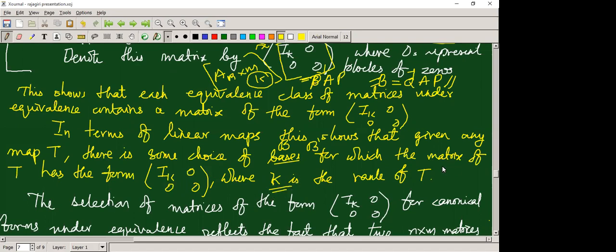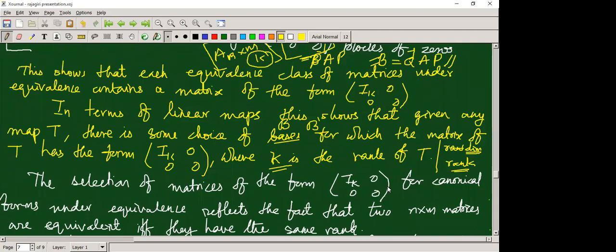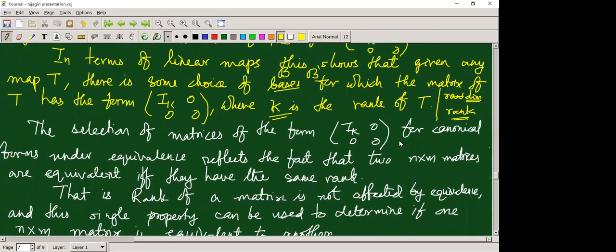So we have discussed two examples. The first one is the relation isomorphism. There one invariant is required, and what is that invariant? Dimension. Using dimension only, we can classify the equivalence classes, and in the relation equivalence, using rank only, we can classify equivalence classes. So the selection of matrices of the form [I_k 0; 0 0] as canonical forms under equivalence reflects the fact that two n by m matrices are equivalent if and only if they have the same rank.